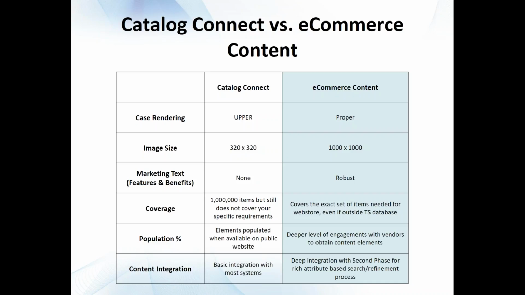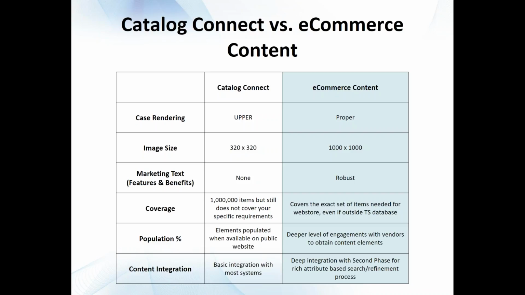We talked about the coverage a little bit. eDataFlex provides a standard set of coverage on a very large set of items. E-commerce content provides a very deep, highly populated set of data for a very specific set of items. And by the way, those items do not need to come from the trade service database. We can build any manufacturer using services, as opposed to Catalog Connect, which is limited to what's in the trade service database.